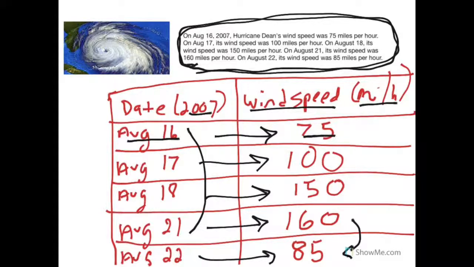The hurricane began to weaken, and it became much less powerful. The wind speed decreased. And it's much easier to see all that information in the chart than it would be to continually read and answer questions about a paragraph over and over and over again.